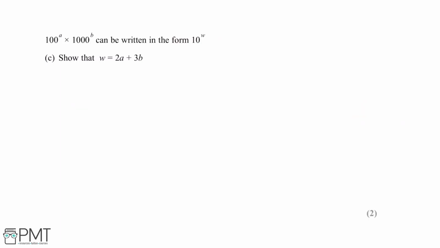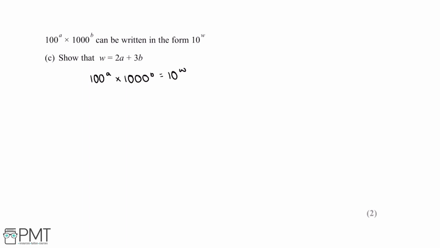100 to the power of a multiplied by 1000 to the power of b can be written in the form 10 to the power of w. Show that w equals 2a plus 3b. So if 100 to the power of a multiplied by 1000 to the power of b can be written in the form 10 to the power of w, then this means that 100^a multiplied by 1000^b equals 10 to the power of w. So now what we need to do is solve this equation. And the way to do this is to write 100 and 1000 as 10 to the power of something.